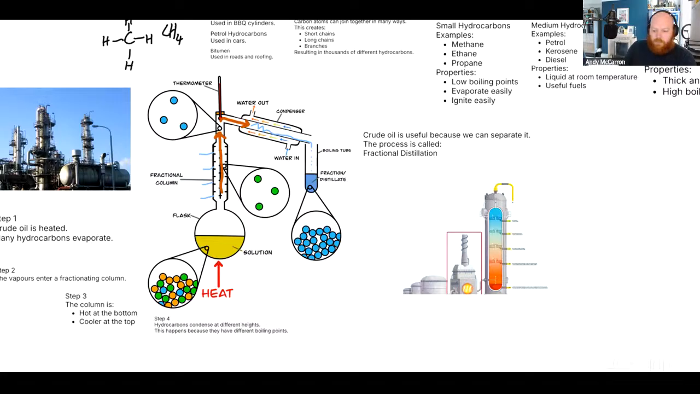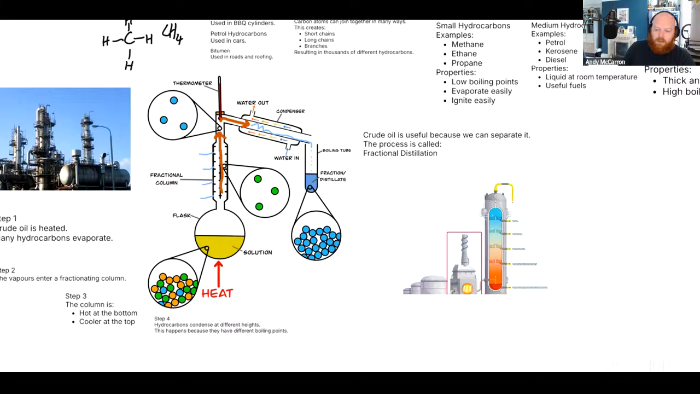So fractions are produced. At the top of the column are refined gases. All right, so up here normally are gases. We then have our petrols, our kerosenes, and the longer the chain gets, the further down the fractional column we get, with our really long, gloopy ones right at the very bottom.